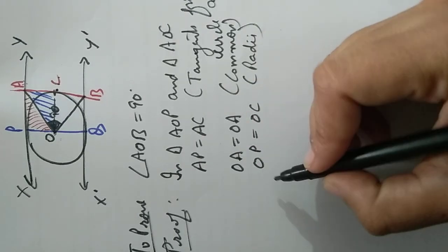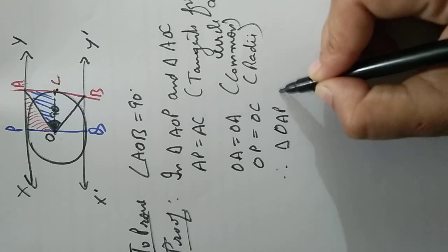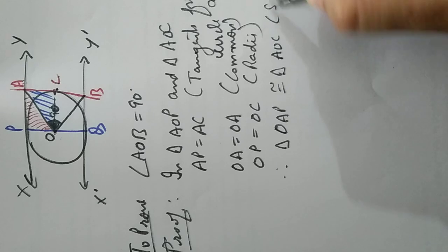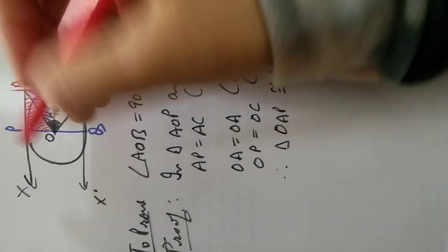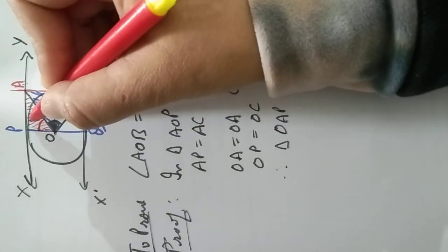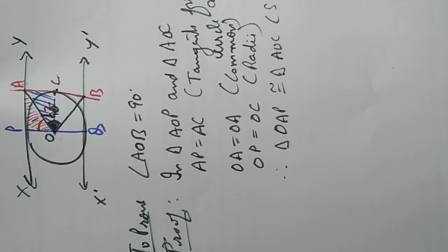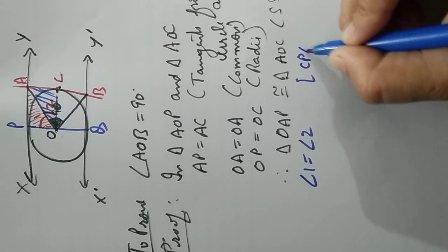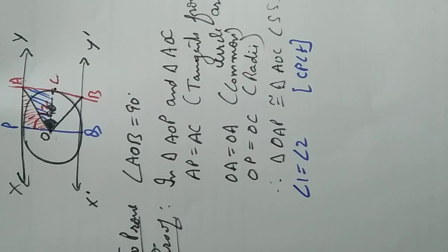Now three sides are equal. We can say that triangle OAP is congruent to triangle OAC by SSS criteria. We know that if two triangles are congruent, then their corresponding parts are also equal. So we will mark this angle as angle 1 and this angle as angle 2, and I am going to write here angle 1 is equal to angle 2 by CPCT. CPCT means corresponding parts of congruent triangles are always equal.